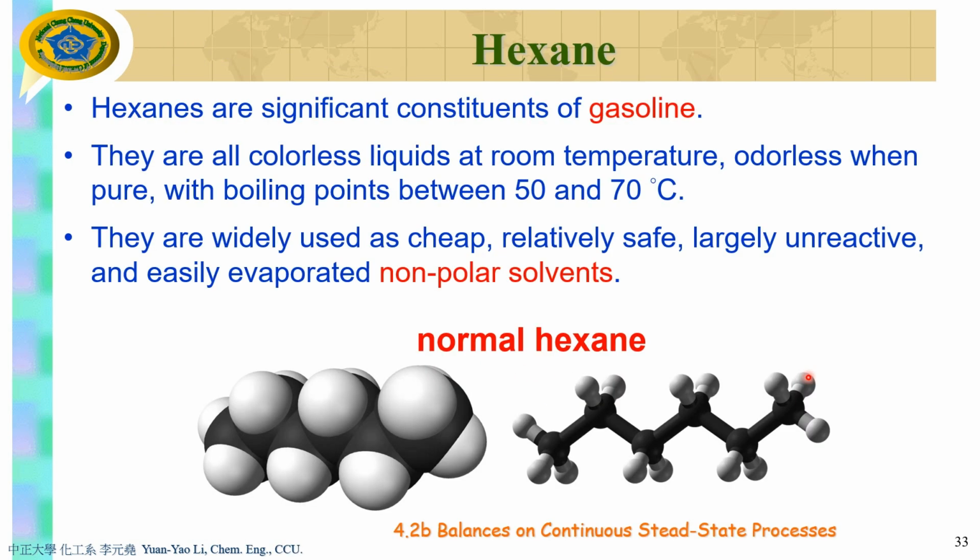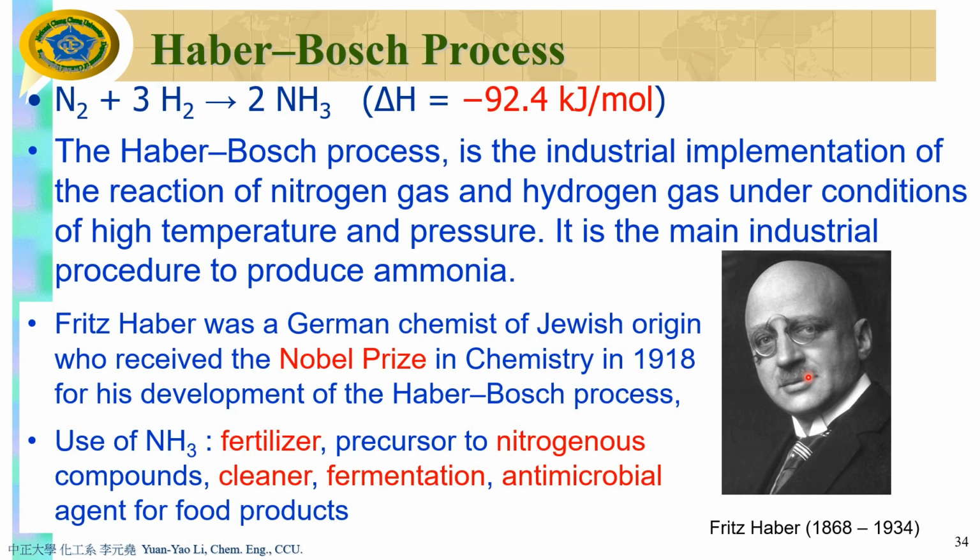Hexane is a kind of gasoline, and it's a kind of non-polar solvent. We commonly use this as a solvent because it's a non-polar solvent. And the Haber process. Remember Haber? Haber is nitrogen plus hydrogen equals ammonia. This is irreversible. And Haber got the Nobel Prize because of this process.